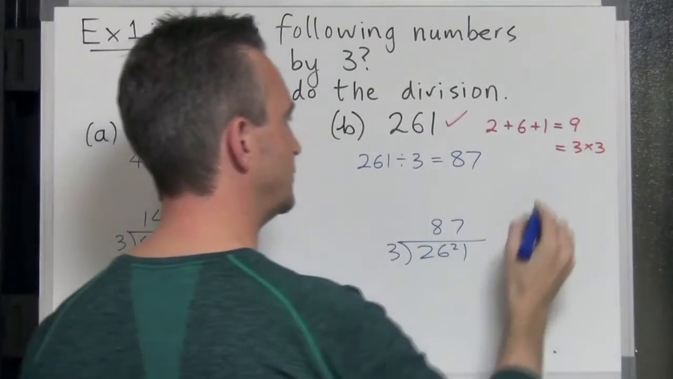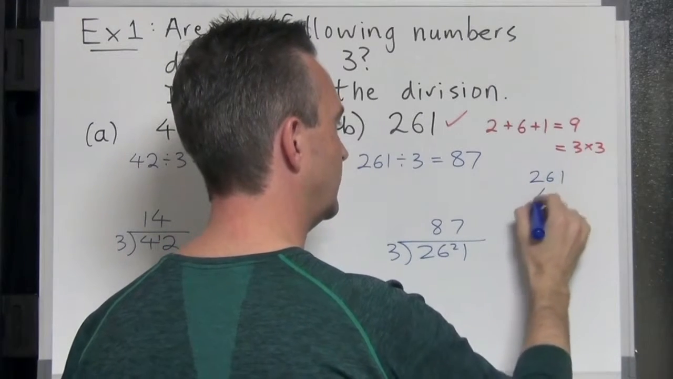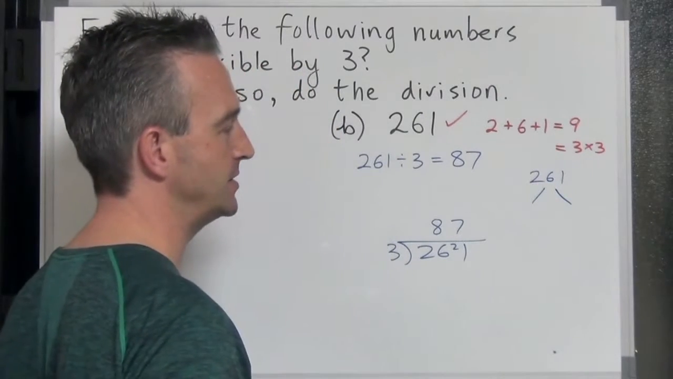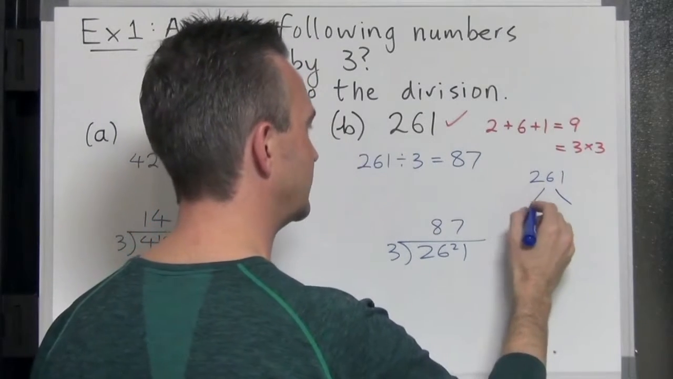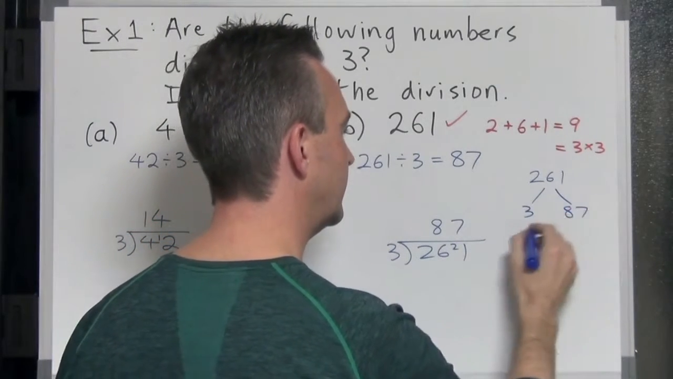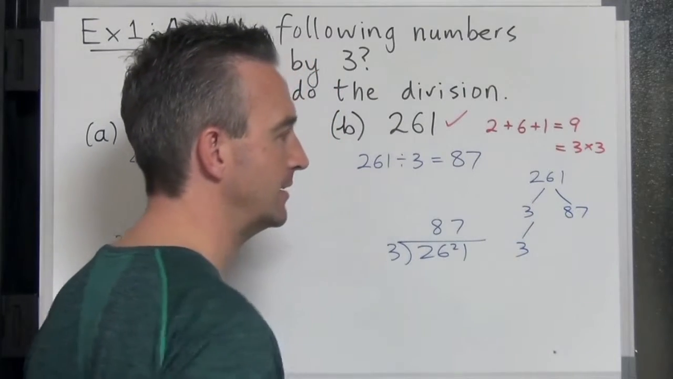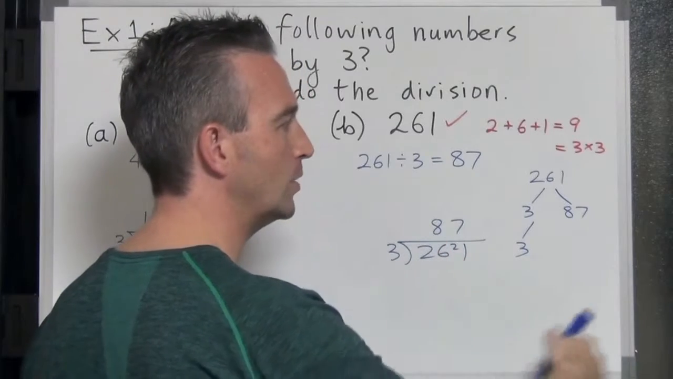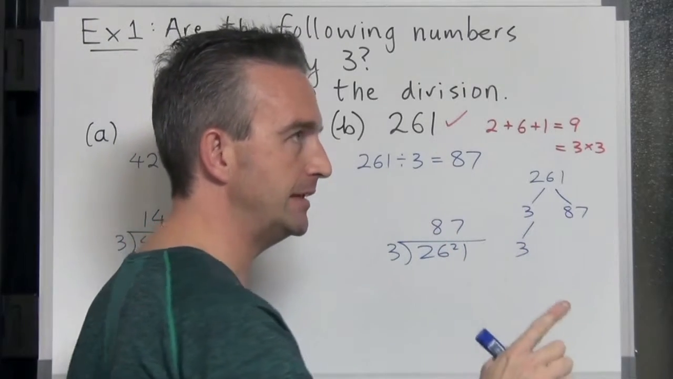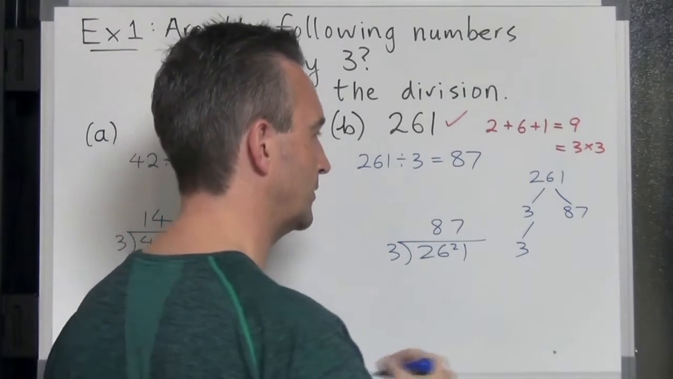Maybe you're making a factor tree. 261. Is it divisible by 2? No, it's not. Is it divisible by 3? Okay, and you have that trick now. Okay, we know that's going to be 3 times 87. And you can keep going. What about 87? Can that factor further? It's not even, so it can't be divisible by 2. What about 3? 8 plus 7, 15. 15 is divisible by 3.